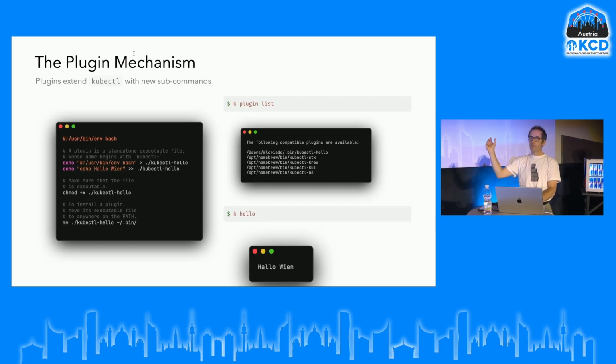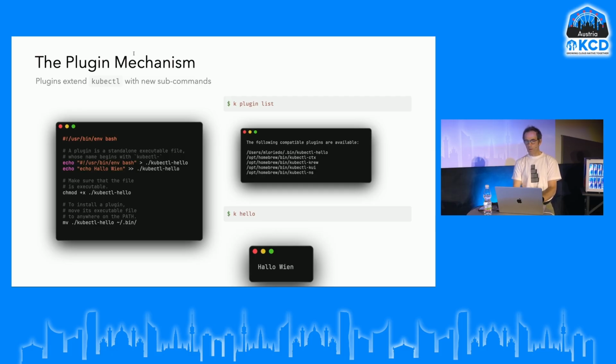The naming convention is the important thing here. It should be kubectl-something, and that something will be a new command for kubectl. Since the name of my file was kubectl-hello, I can then run k hello, and it will run the script.